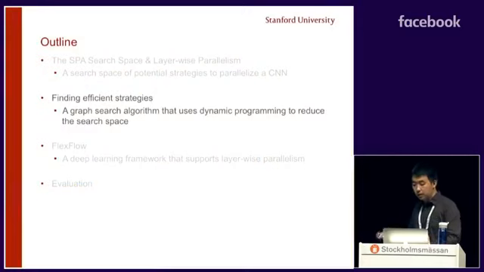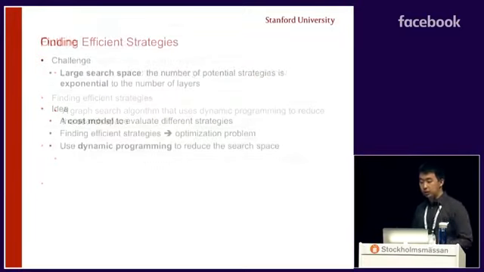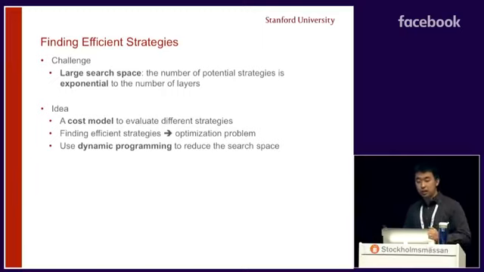Next, I will talk about how to find efficient strategies in layer-wise parallelism. The main challenge is that layer-wise parallelism defines a very large search space. The reason is that the number of potential strategies we have to consider is exponential in the number of layers. So our idea here is to build a cost model to evaluate different strategies. This translates the original problem of finding efficient strategies into an optimization problem, and we can use dynamic programming to reduce the search space.